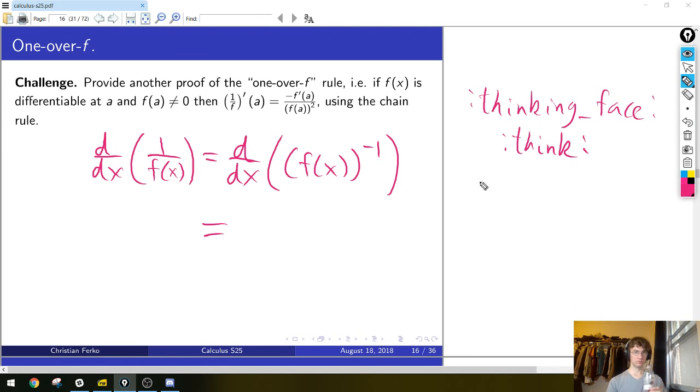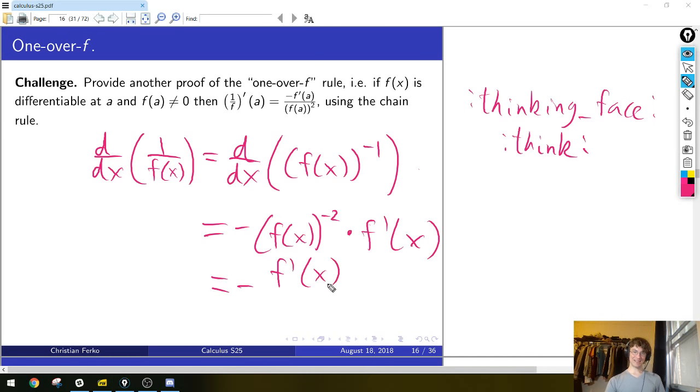Okay, so we have that. This is going to be equal to, let me think, negative f of x to the power of -2 times f prime of x. Good. And then using our negative power rules, we can just pop that in the denominator with a square. So that's exactly what we proved using a more laborious limit calculation.